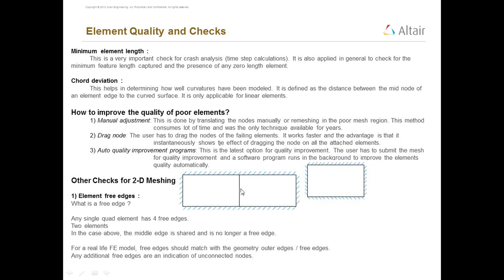For a real FEA model, free edges should match with the geometry outer edge, that is free edges. Any additional free edges are an indication of unconnected nodes. So the free edge should be at the outer edge of the surface. Any in between free edge means there is no connectivity or unconnected nodes, so it should be avoided. They have to be properly connected, otherwise the forces and constraints will not get transferred from one portion to another.